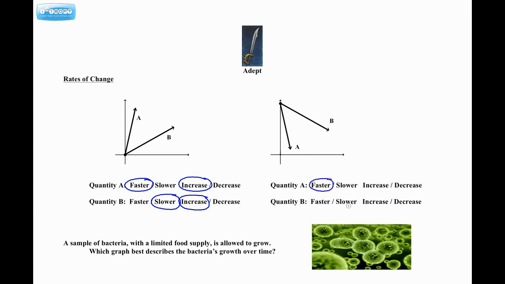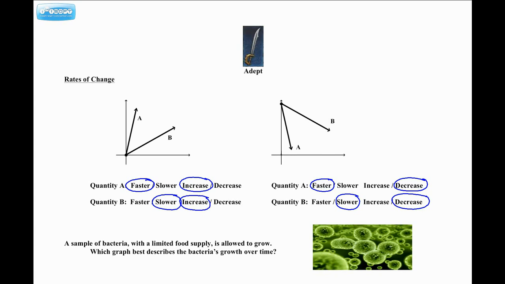So I can actually go down right now to quantity B and say that it's slower. But when it comes to increasing and decreasing, well, they're both the same. They are both going down, so they are both decreasing, but of course at different rates.